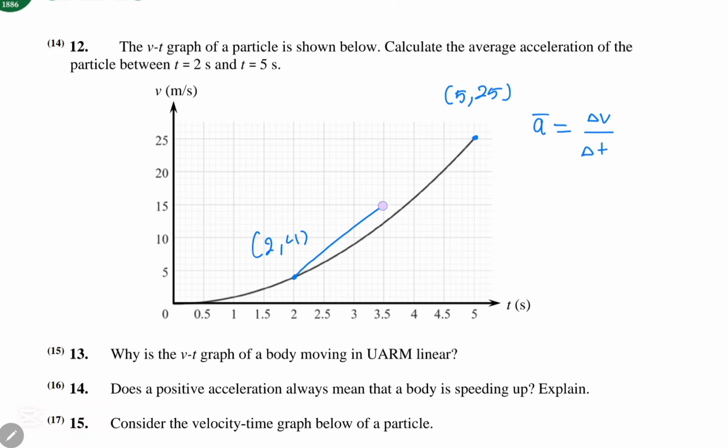So now what do we do? We're supposed to draw a secant, not a tangent, because it passes through 2 points of the curve. And then you find the slope of this. I know it's not that accurate. I can't draw a straight line on my tablet, but it's fine. Anyways, what do we do now? We substitute the values. So it's going to be 25 minus 4 over 5 minus 2. So 21 over 3, which is 7 meters per second squared. We move on to question 13.